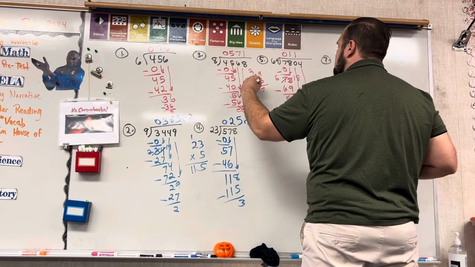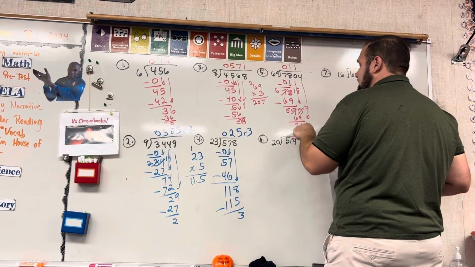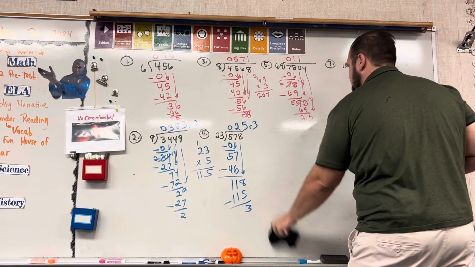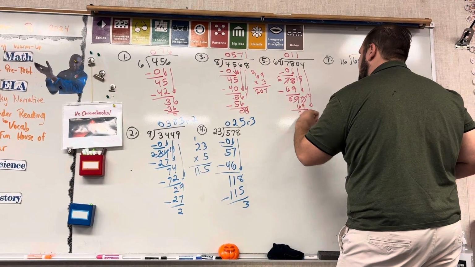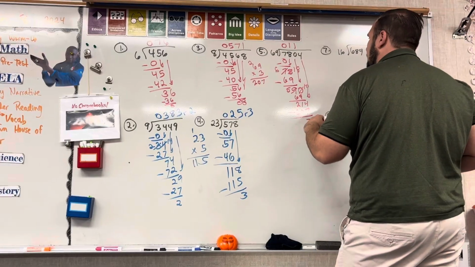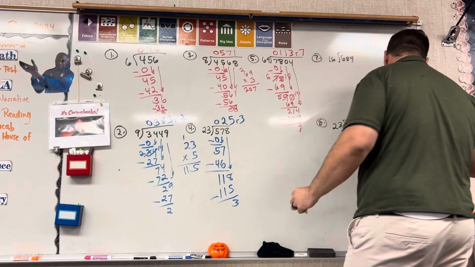And I get 207. That's as close as I can get to 214. So, let me erase number 6. When I subtract, I get 7 left over. Okay? It goes in there 3 times. 113, remainder 7 is your answer.